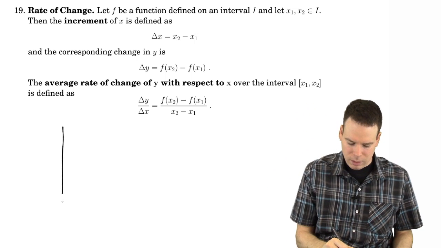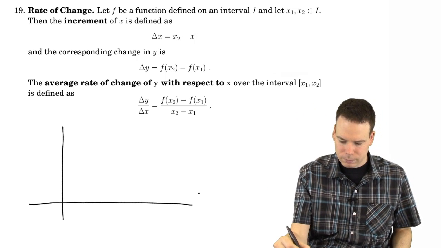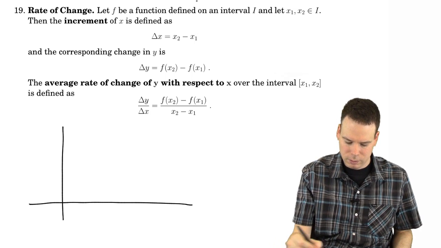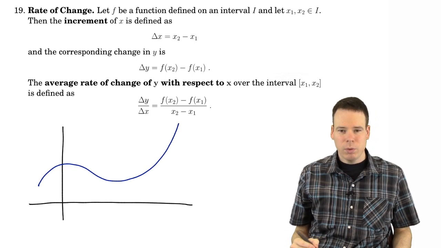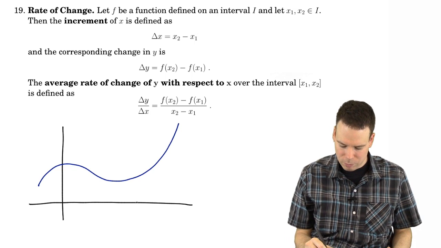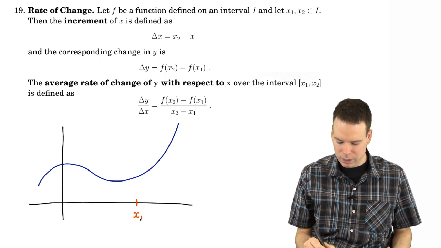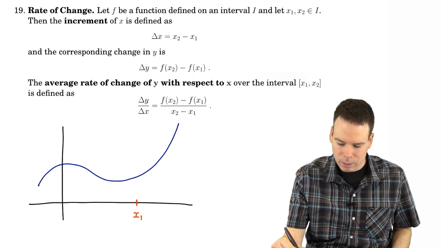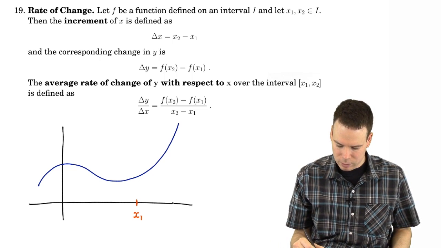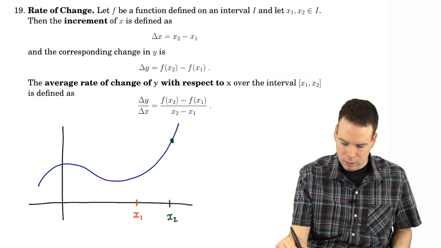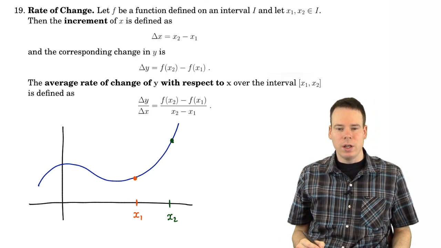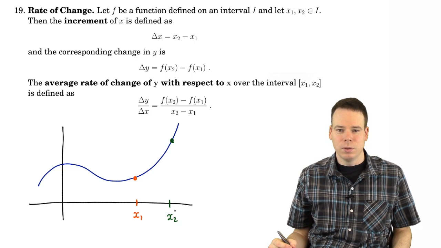So let's start with a diagram. Here's our function. Maybe it looks something like this. And I want to know how the values change. So in particular, I'm going to start at a point, let's say x1, and I'm going to look a little bit away from that point, maybe over here at an x2. And I want to know, how did the function change as I went from x1 to x2?